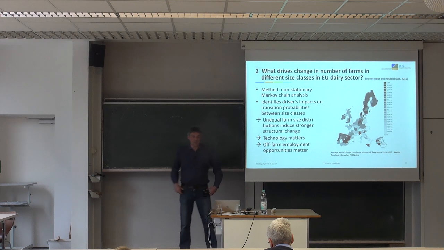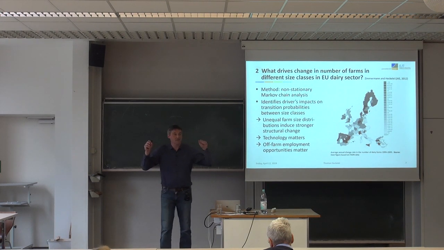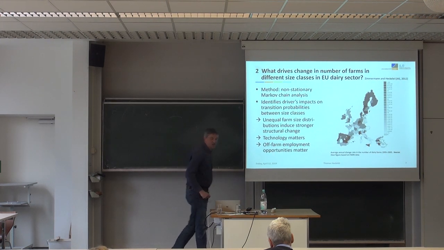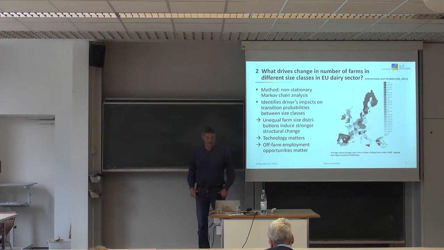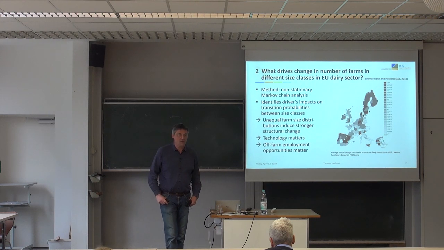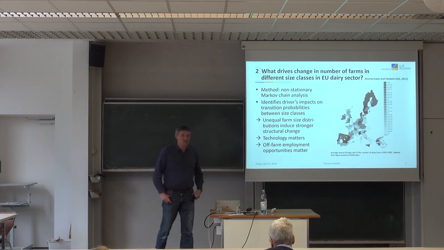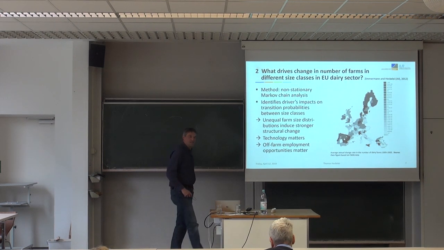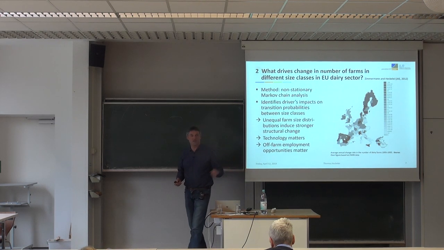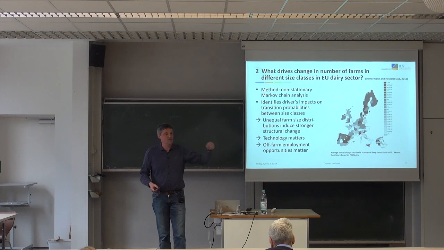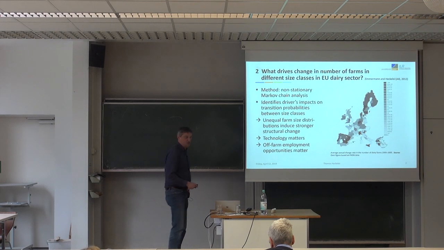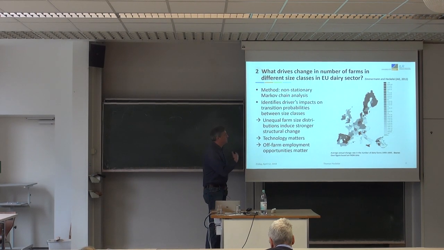So in these empirical studies, we try to analyze the relevance and the strength of the impact of different drivers. As an example, a study of what drives changes in the number of farms in different size classes in the EU dairy sector. The methodology, in principle, is regression analysis, but a special type, a non-stationary Markov chain analysis, and it allows us to identify drivers, the impacts of different determinants on transition probabilities between size classes. So ultimately, when you do that, you can then simulate and predict how the farm distribution changes with a quantitative model. What do we find here?